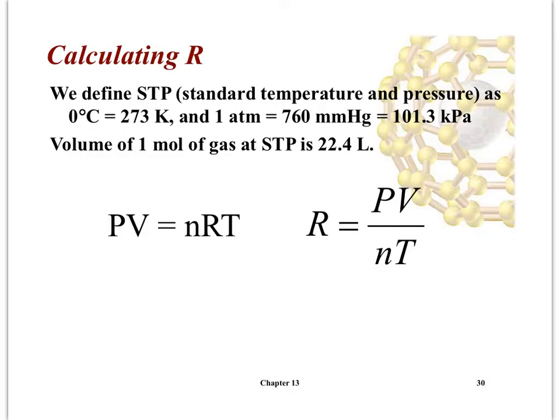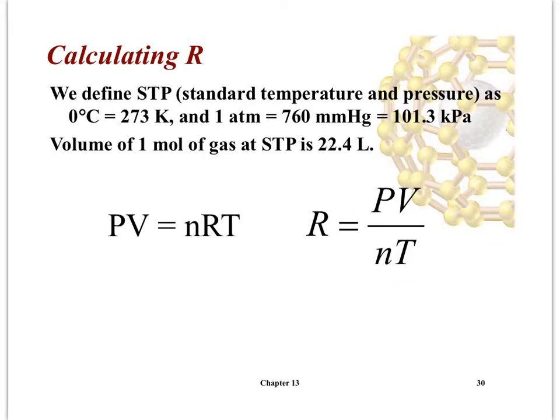Let's say that you forgot that number on the test and you don't know what it is. There is a way to calculate it on the test. So you know that R is equal to P times V over NT. Think of a situation where you would know all these four variables.